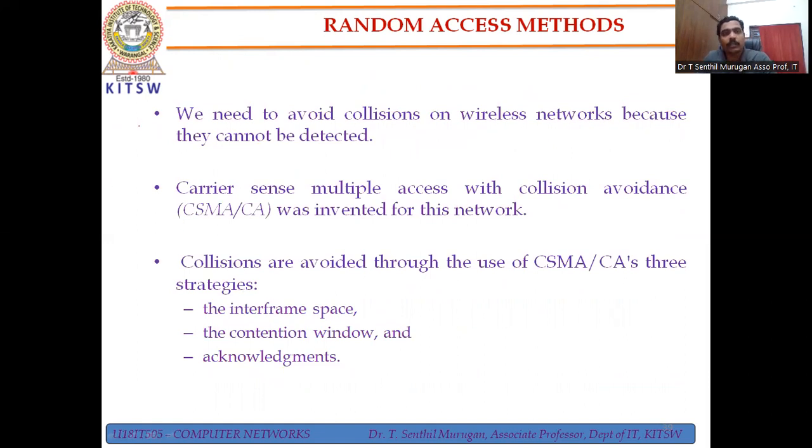In this situation, we need to avoid collision on wireless networks because collisions cannot be detected. In a wired network, we know the energy of the signal. If the energy is double the signal, we automatically know a collision has occurred. But in a wireless network, we are unable to identify it.